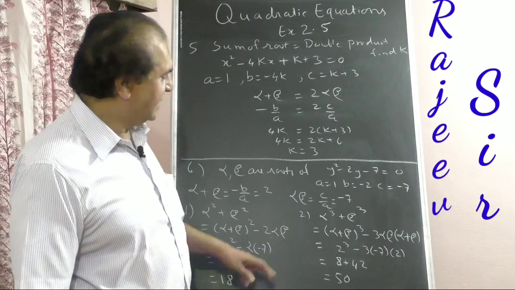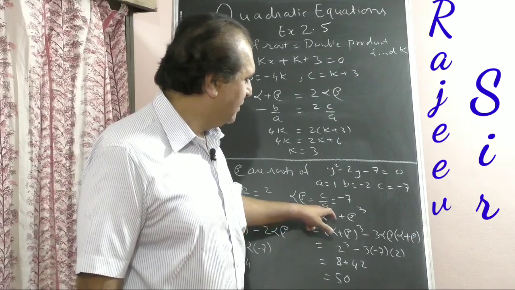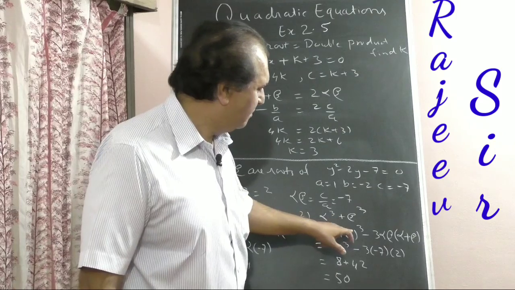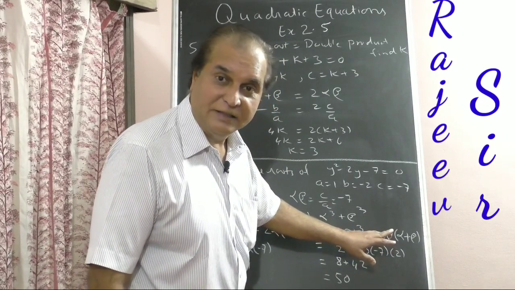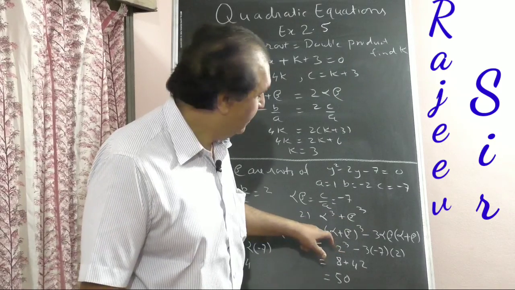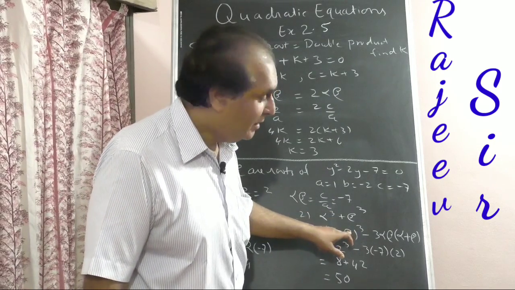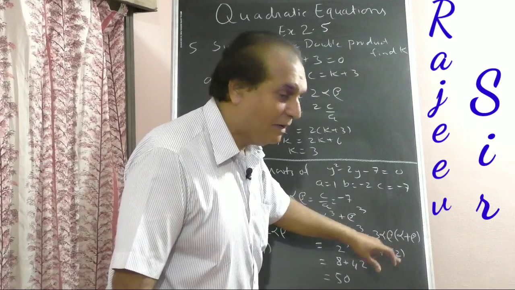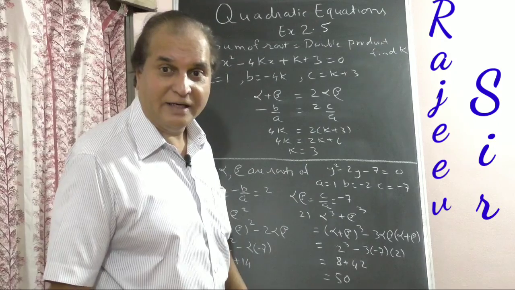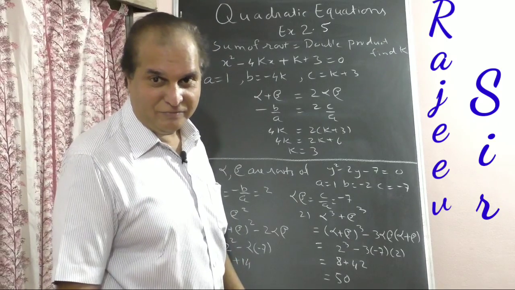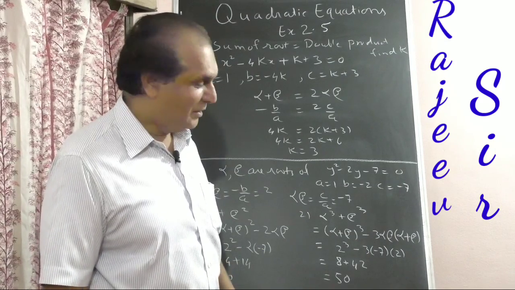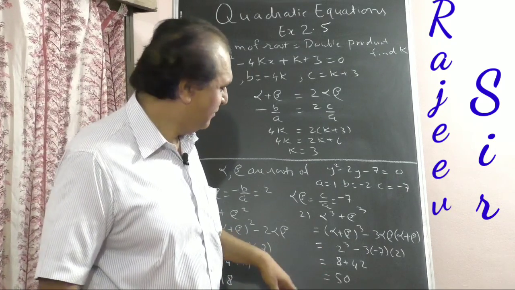Understood? Second, cubical identity. a cube plus b cube. Actually (a plus b) cube is a cube plus b cube plus 3ab in bracket (a plus b). This I am using in terms of alpha beta. So alpha cube plus beta cube is (alpha plus beta) cube minus 3 alpha beta in bracket (alpha plus beta). You write in terms of a and b. Again recollect from standard 8. You have done it. Okay, write all the identities. Expansion chapter. Okay, very simple it is.